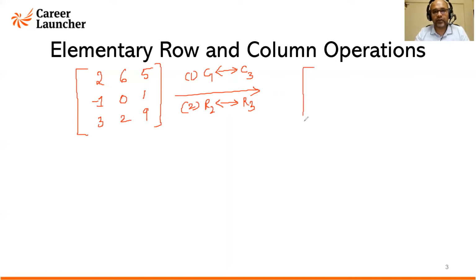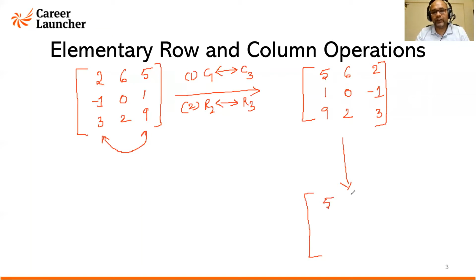So the first thing you have to do is interchange column 1 and column 3. So you write 5, 1, 9, 6, 0, 2, 2, -1 and 3. And this becomes the first operation of column interchange. The next is row 2 and row 3, which means the first row should not be touched. So write down the first row as it is now. Now the third row becomes the second row and the second row will go to the last. And this is your final answer.